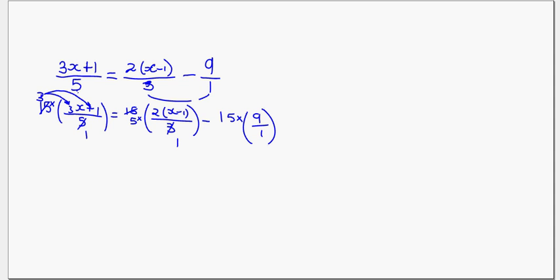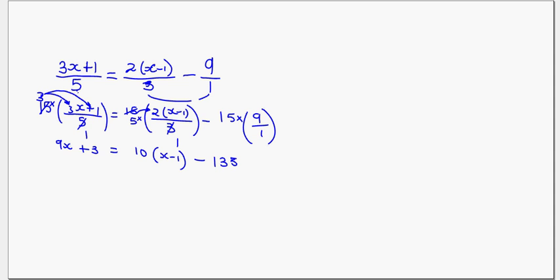So we say the 3 multiplied by the 3x in the first place will be 9x. And the 3 multiplied by the 1 is 3. That will be equal to this 5 multiplied by 2. We have to do that first. So 5 multiplied by 2 here will be 10. But we still have the x minus 1 in brackets, so we're just writing it back now. And this minus 15 by 9 will give us minus what? 135.